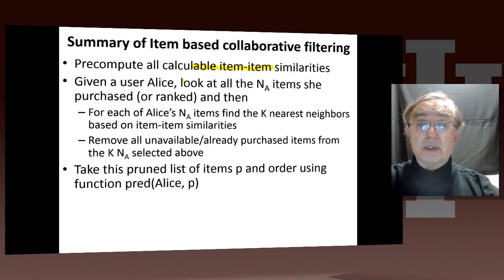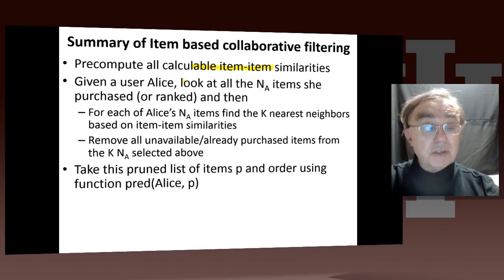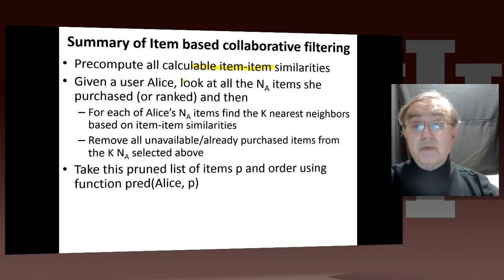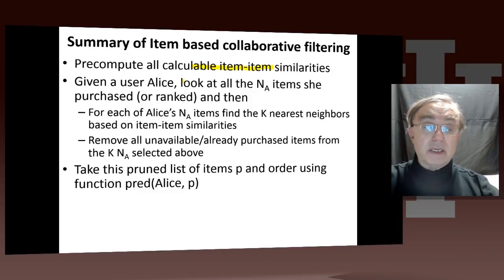Then along comes a user. She logs in, and you know immediately what she's purchased or ranked in the past. And then, while she's drinking her coffee and deciding what to do, you immediately run your algorithm, because you know she'll want some predictions, and you find the k nearest neighbors based on the item similarities of each of Alice's items. So you actually have k times n_a items from this. You remove from those k times n_a items duplicates, ones that aren't actually available, and ones already purchased by Alice. And then you take this pruned list of items and order it using that prediction function we had on the previous slide. And so that's what you return.